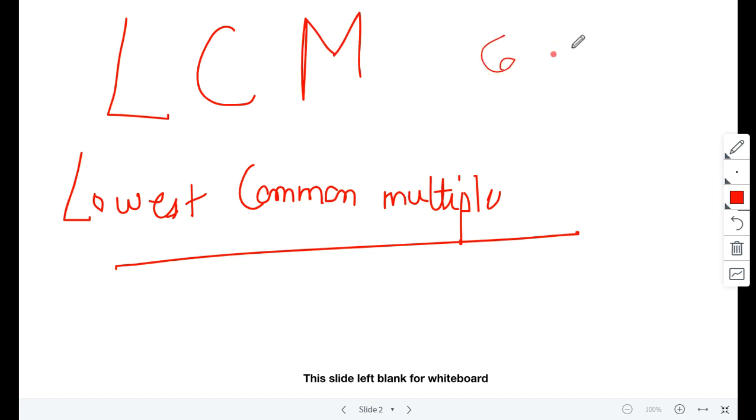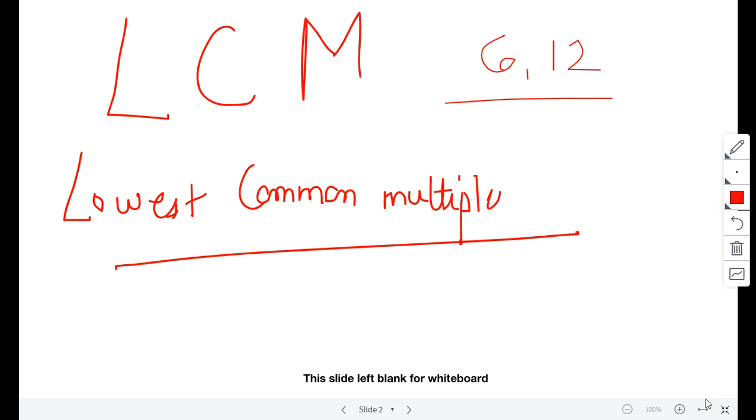6 and 12. What is the lowest common multiple of 6 and 12? Tell me. Let's combine, so 6 and 2 is 3. LCM, not HCF, LCM. And even HCF is not 3. But how to calculate LCM?